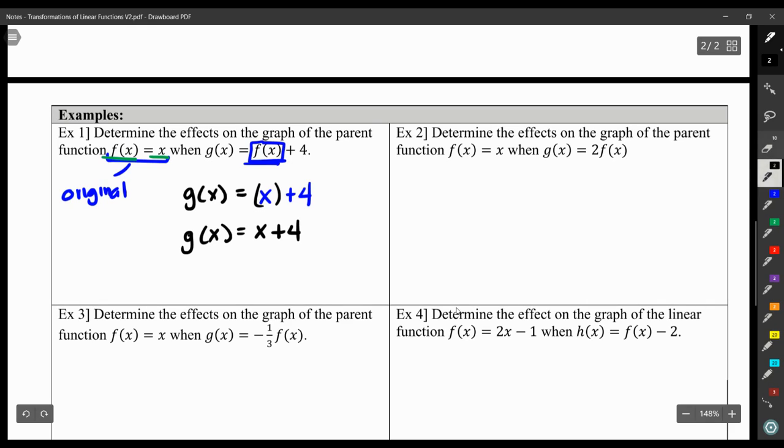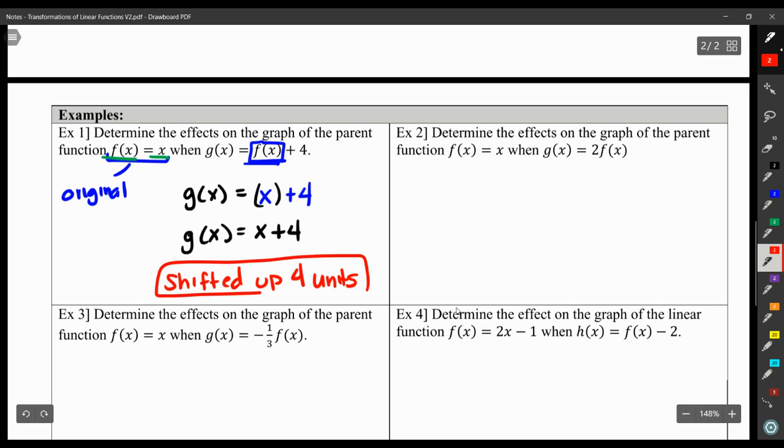If I compare this equation to this equation, I can see their slopes are the same. Their slopes are 1. And the y-intercept is now a 4 when it used to be a 0. So what happened to my graph? Having a y-intercept of 0 and then a y-intercept of 4 means my graph was shifted up 4 units. That is the transformation that happened from f to g.